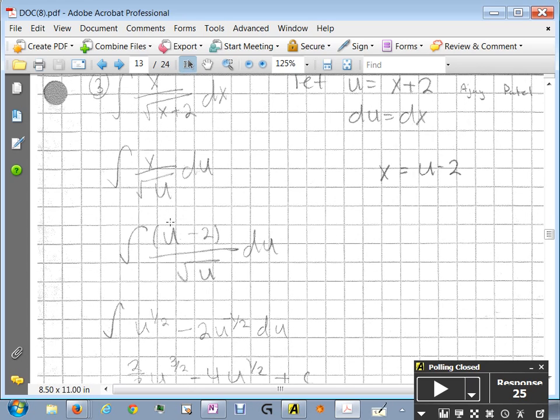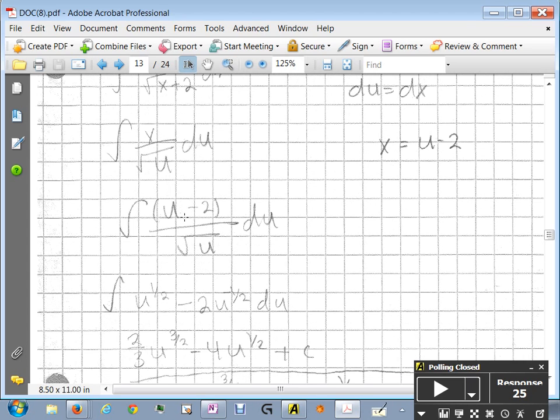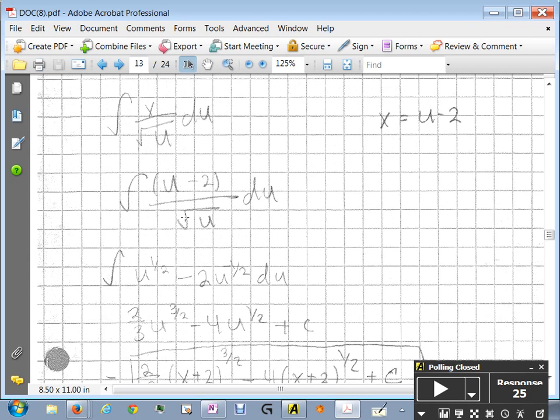What's this, though? What's here to here? What's that? Okay, so up here you took this and solved for x, replaced this x with u minus 2. Okay? Well, what about from here to here?